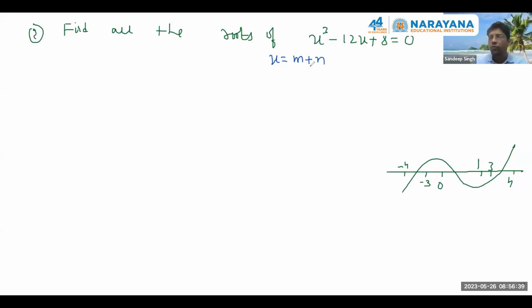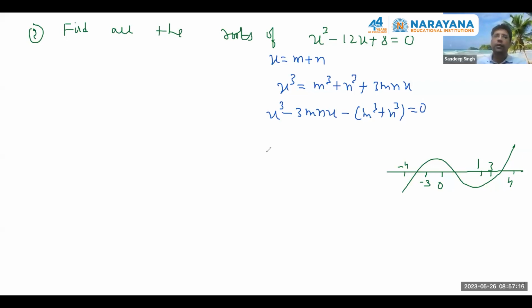What is going to be the cube of x? What is going to be x cube? Tell me. Plus 3mn into x. Right? Is that clear? Yeah. So this is x cube minus 3mnx, and then minus of m cube plus n cube equal to z. Is it clear or not?